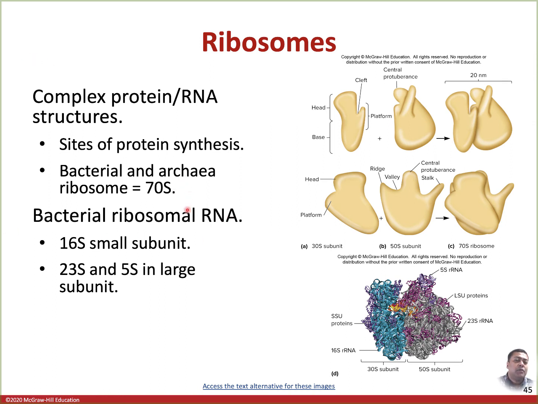The bacterial ribosomal RNA in the smaller subunit is 16S. The small subunit is 30S, and out of that, the 16S is ribosomal RNA, while the rest is protein. The large subunit is 50S, made up of 23S and 5S, which are the two ribosomal RNAs, and the rest of the 50S is made up of protein. Together these make a 70S bacterial ribosome.